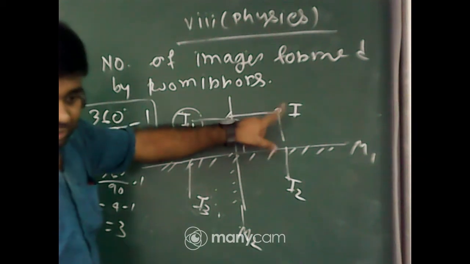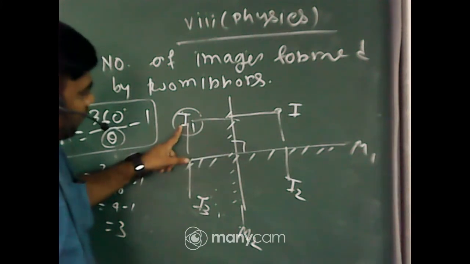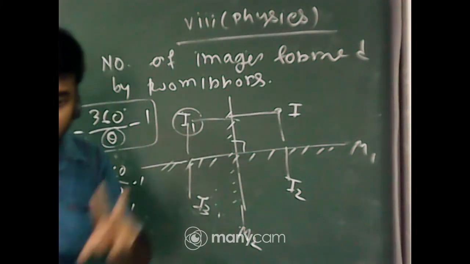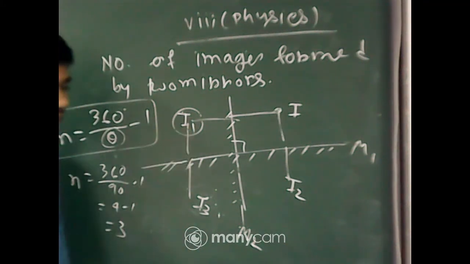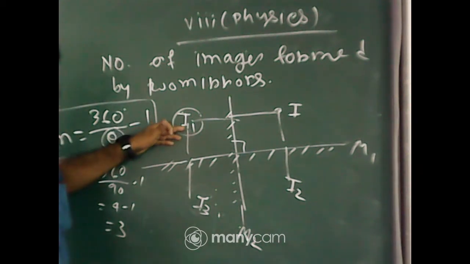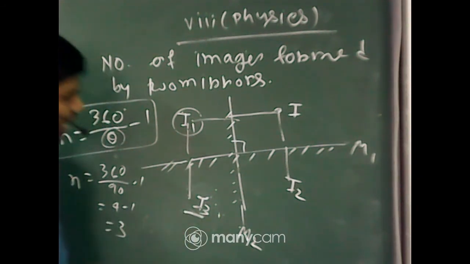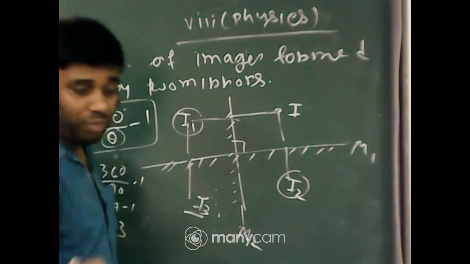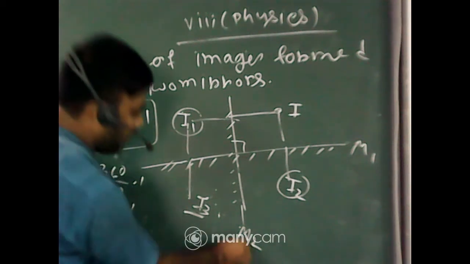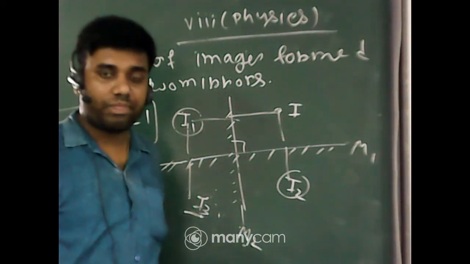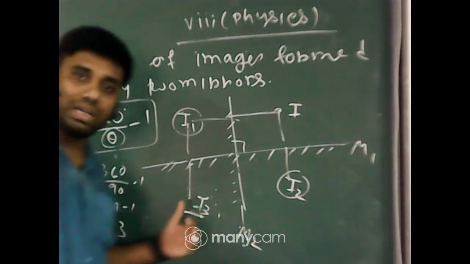The object will form an image on the M2 mirror, that is I1, and on the M1 mirror, that is I2. Okay, two images we got. Now the I1 image again forms an image on M1, that is I3, and I2 is the image of M1, not M2. Then the I2 image again forms another image on M2, that is I4. Got it? So I3 and I4 coincide, and that is only one image, so we will get three images.